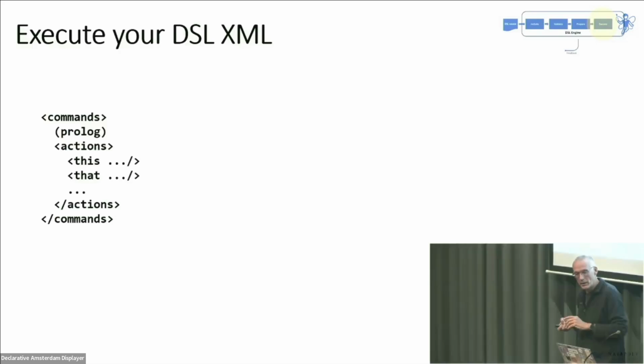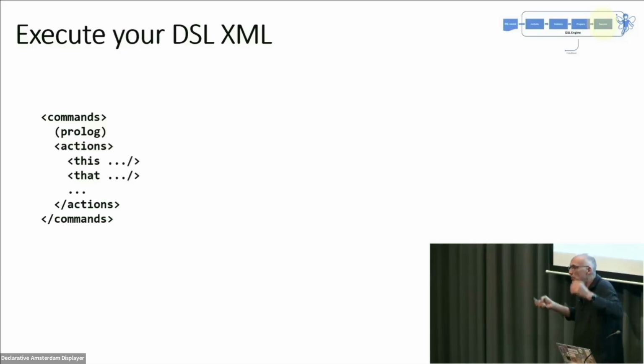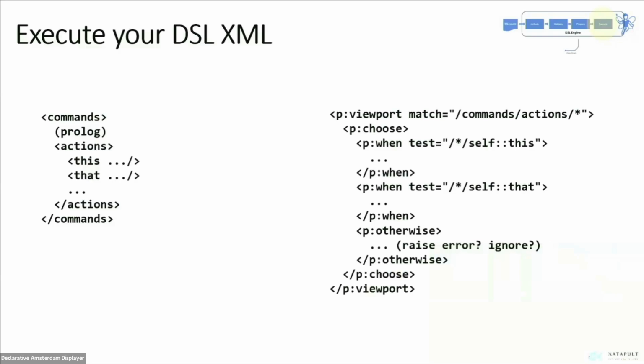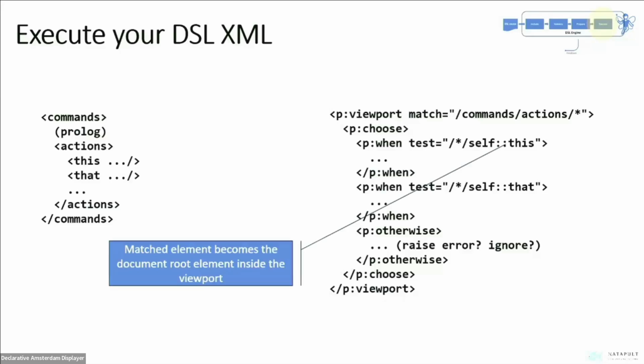Here's some more advice about how to do this. Here's another example of a simple DSL with actions this and actions that. And if you put it in a viewport, you can do it like this. So you have a p:choose, which inspects the document coming in, the element coming in, sees this or that, and does whatever this and that should do. So you need a p:choose.